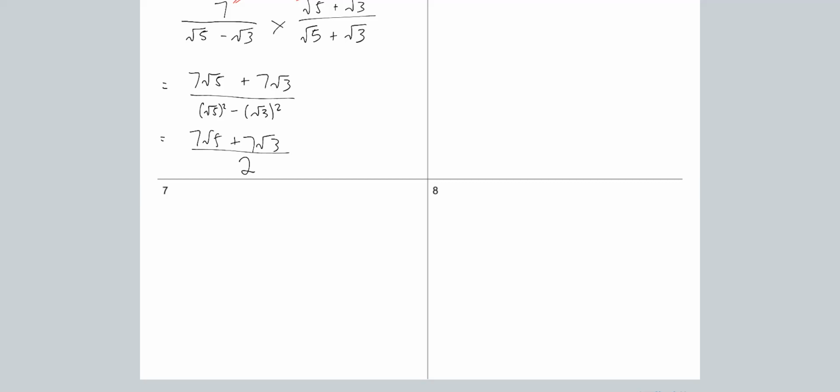So 3 thinking parts. Number 1, what do I multiply top and bottom by? Number 2, what's the result of it? Number 3, clean up.